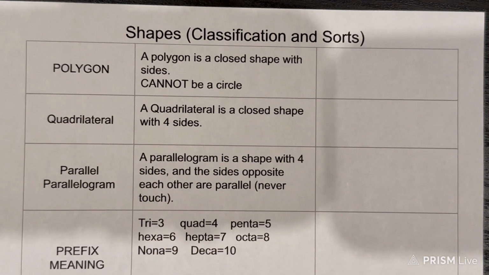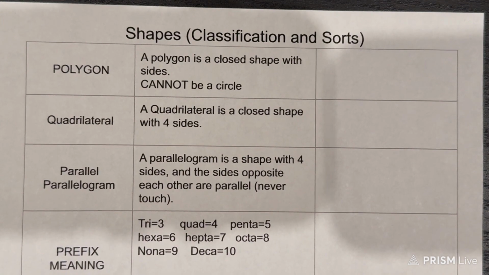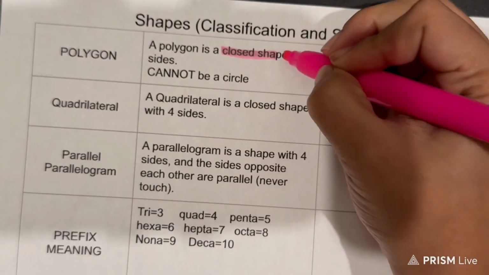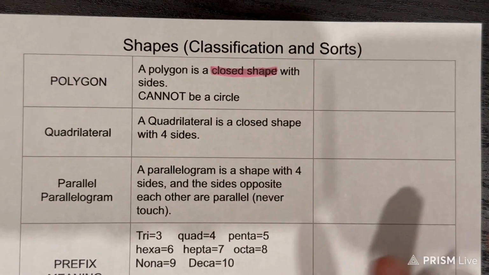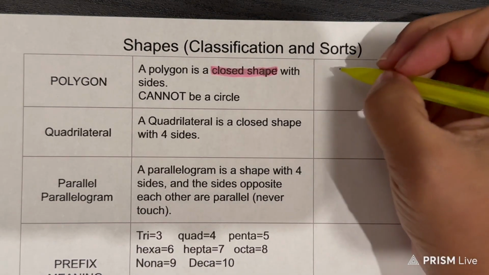We are starting off with a polygon. And I want you guys to know that a polygon is just a fancy word for a closed shape. Now you might ask, what is a closed shape? A closed shape is something like this.